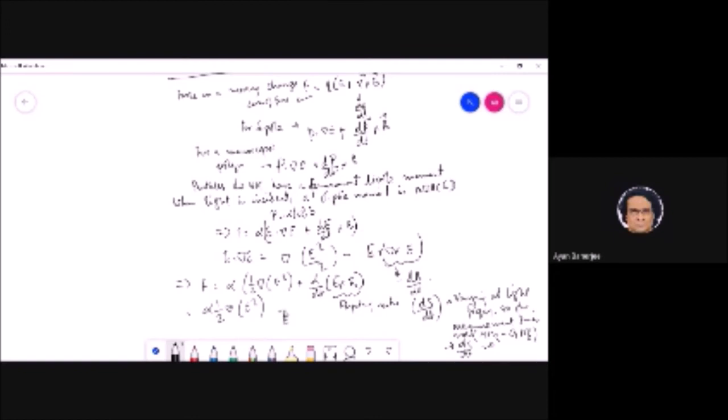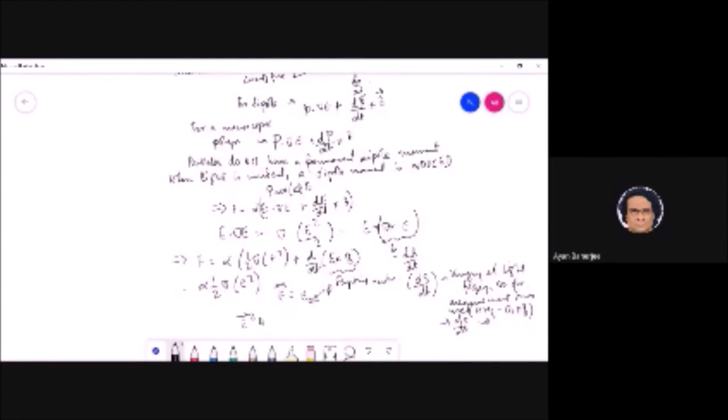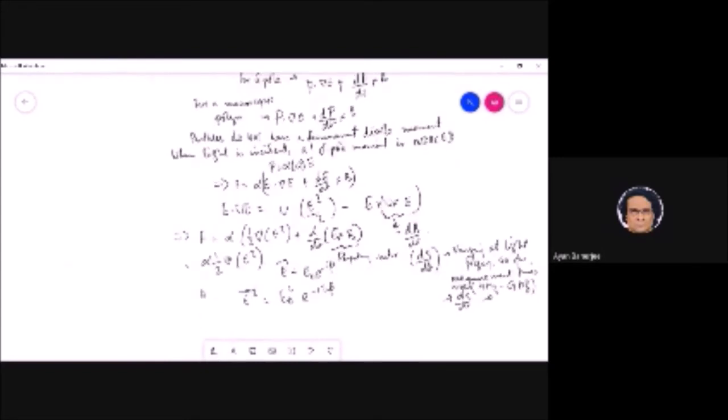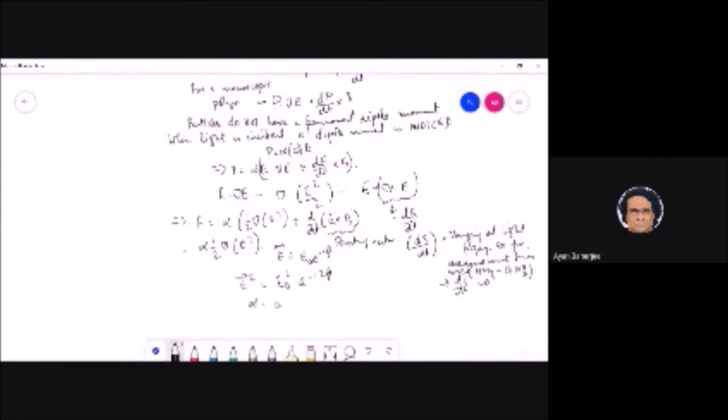And now if I say that your E is something like E0 e to the minus i phi, your E squared is essentially E0 squared e to the minus 2i phi. Now you take this, and you know that your alpha is alpha dash plus i alpha double dash, where this is the real part, for propagation, and this is the imaginary part, for dissipation, the imaginary part of the polarizability.